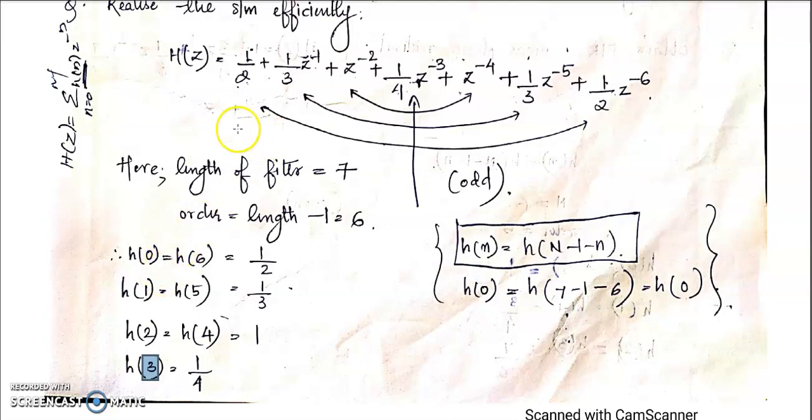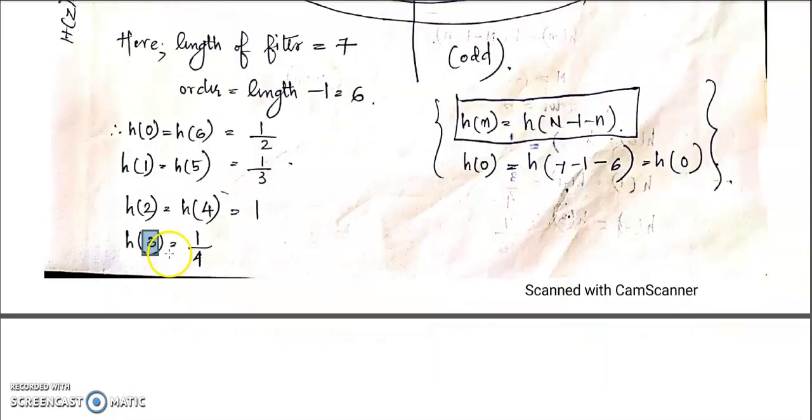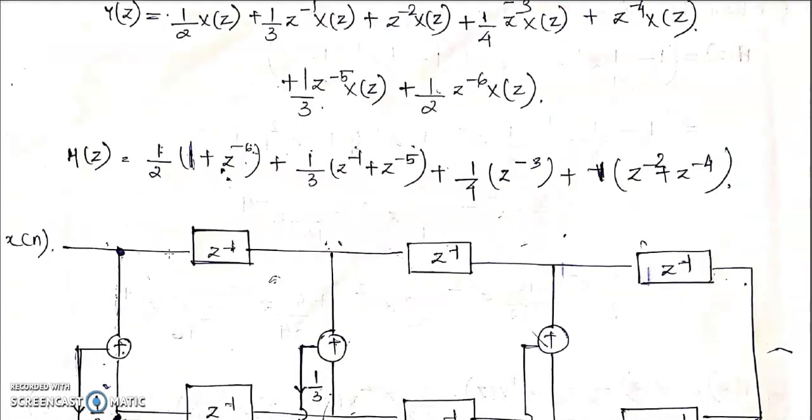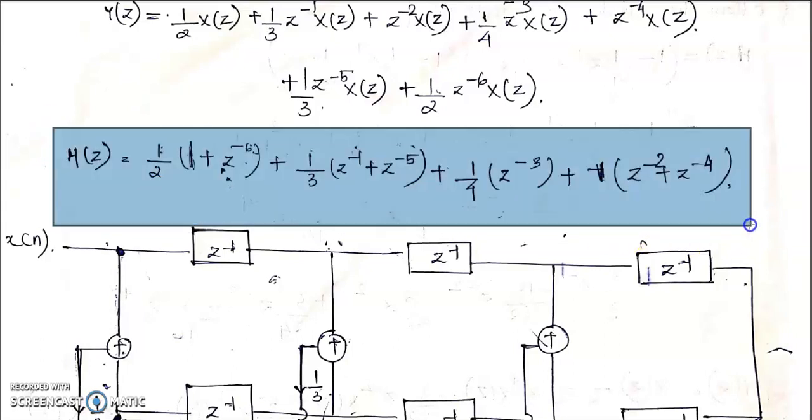Okay, so we can rearrange it. We know H of z is Y of z by X of z, so we can rearrange Y of z like this. Here we can combine the terms with the same coefficient. The first term is half X of z, and the last term is 1 by 2 into z raised to minus 6 into X of z. We can combine these terms and rearrange the filter coefficients like this. The final transfer function is like this.